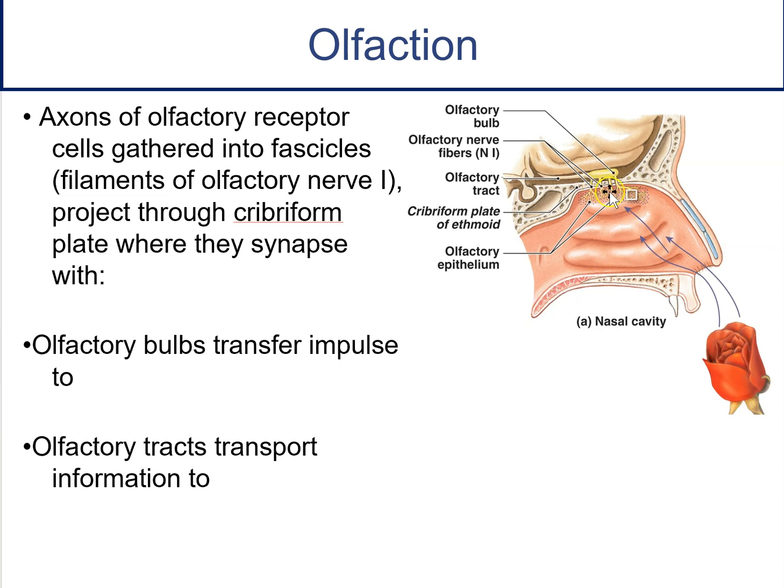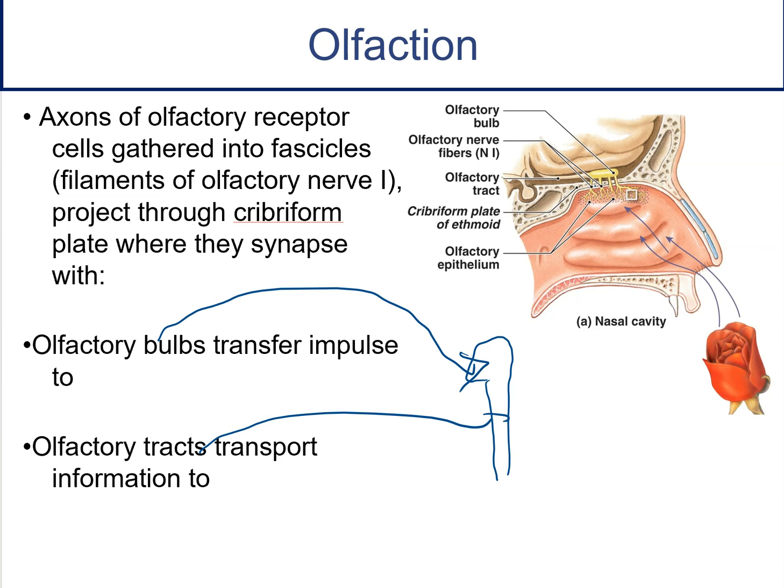Now, once they go through the holes in the cribriform plate, they synapse with the olfactory bulb. And you saw this on the brain. I always said they kind of looked like a Q-tip, right? You have the bulb, and then you have the tract. That's a terrible picture, but we had the tract, and we had the bulbs on either side. So the bulbs are simply going to transfer the action potential to the olfactory tract, right? Bundle of myelinated axons in the CNS, and then that's going to send the information to the olfactory cortex.